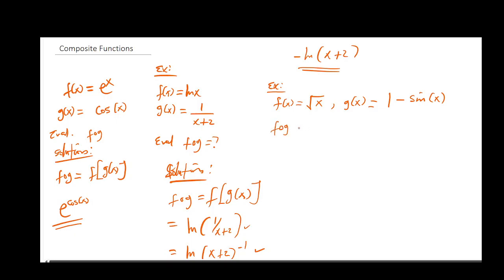Let's evaluate f of g, which will give us f of g of x. Alright, and this will be equal, now our f is the square root of x. So instead of having x, we are going to have 1 minus sine x, which is g of x. And I think this is our final answer here. We can't break it down further.